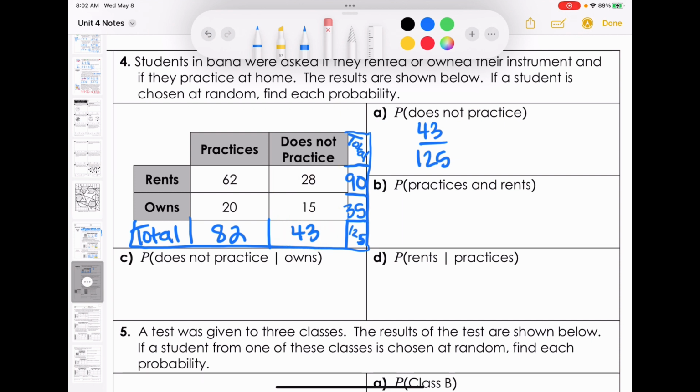All right, part B, the probability that they practice and rent their instrument. So I'm going to find where practice and rent meet, which is at 62, over my total, which is 125. I need to make sure that that is simplified, and it is.